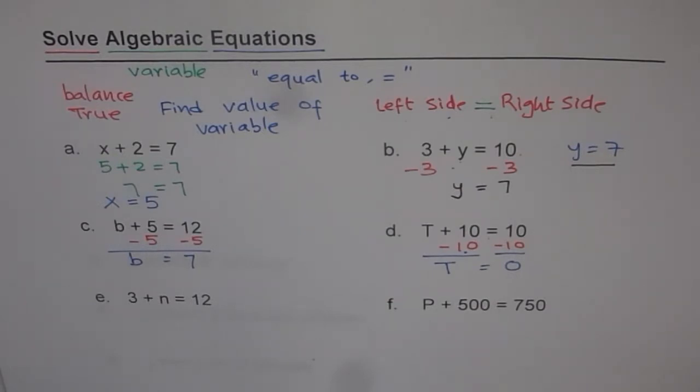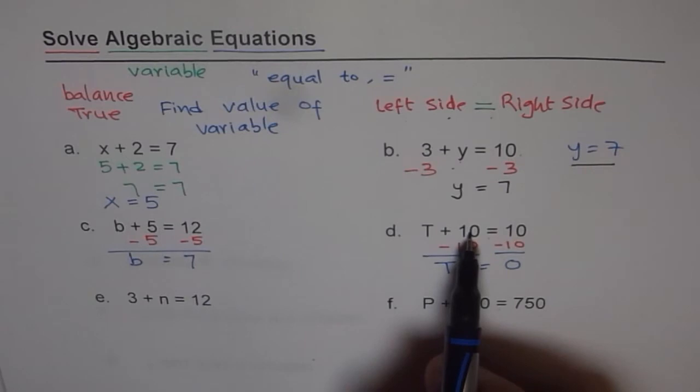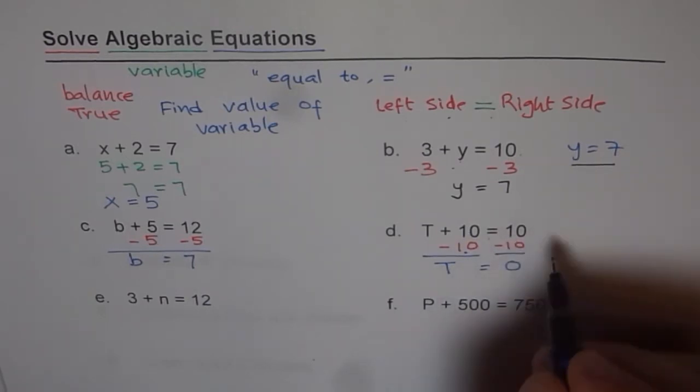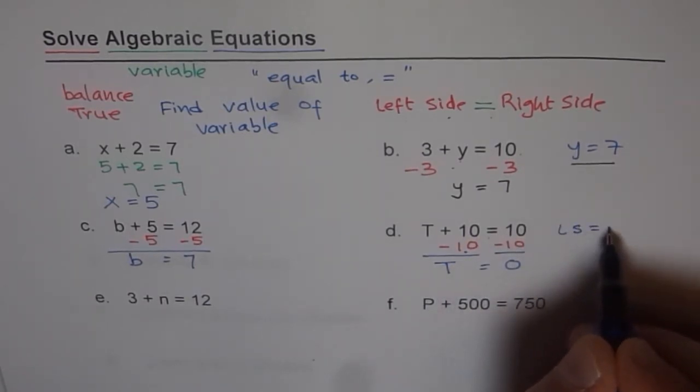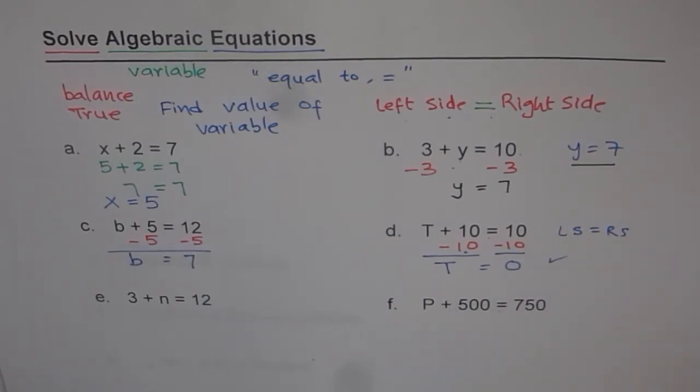Well, is that a solution? Let's check. If I put 0 here, 0 plus 10 is 10. And then we get left side equals right side. So it is the right solution, correct? So like this, you need to find the solution. We got two more here, and that is for you to try.